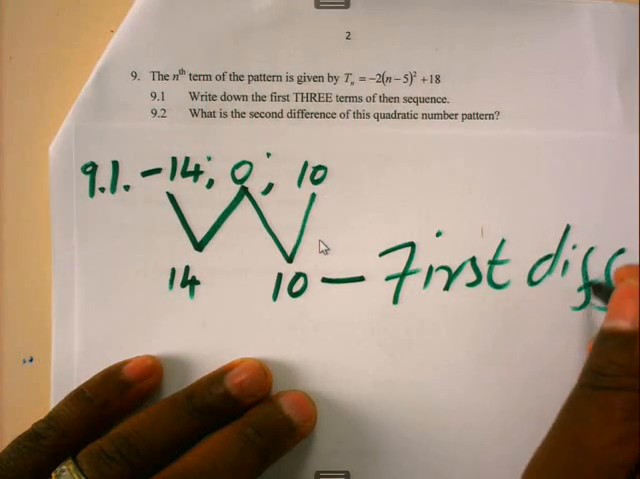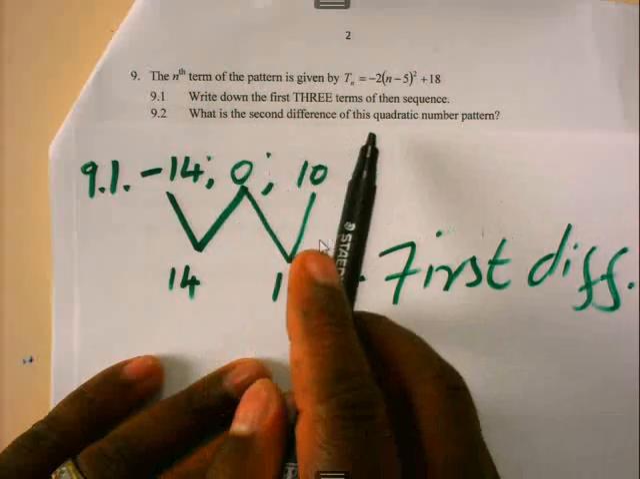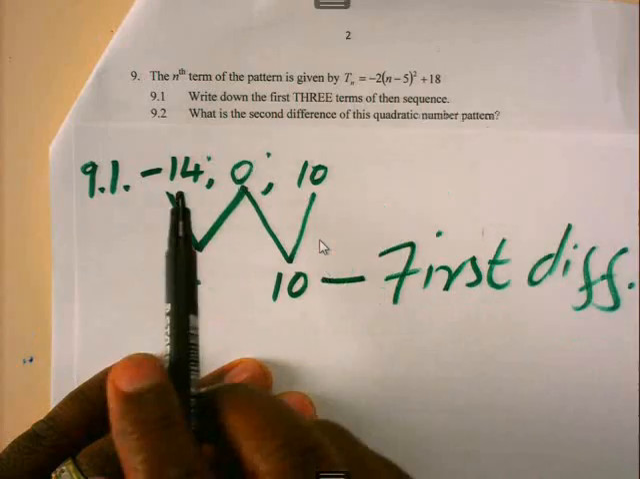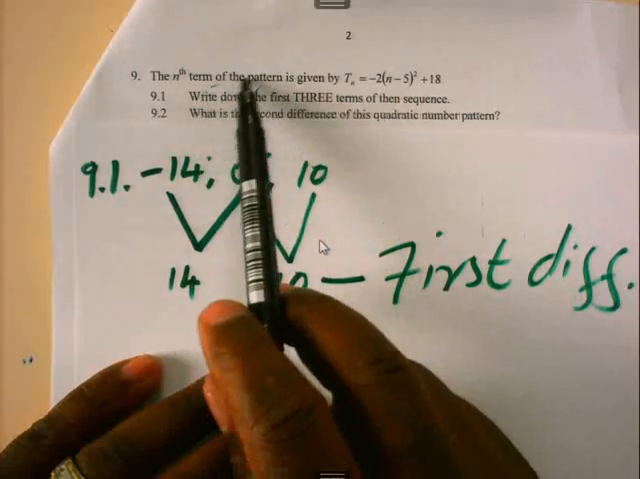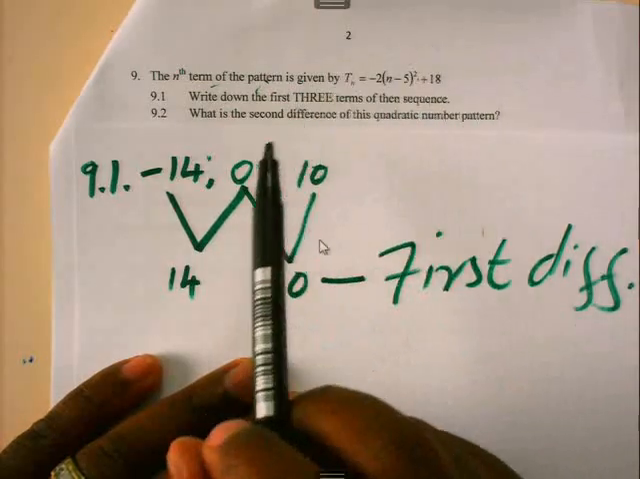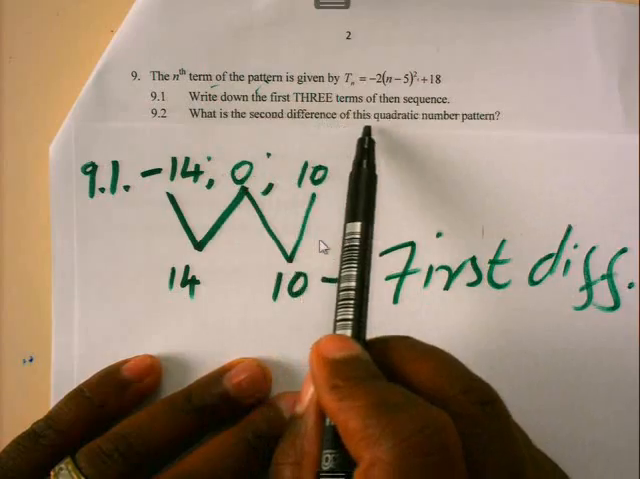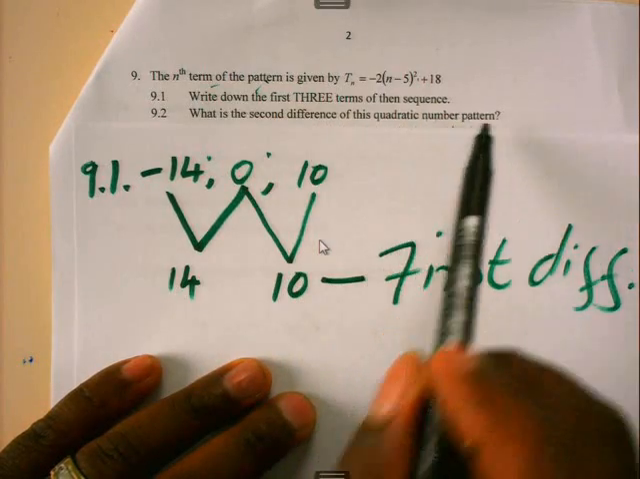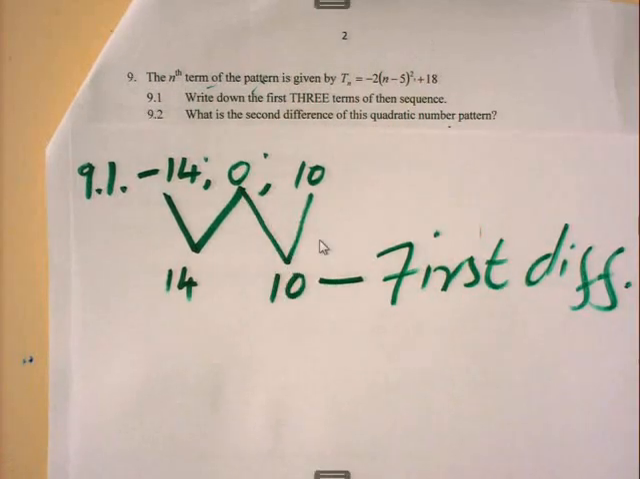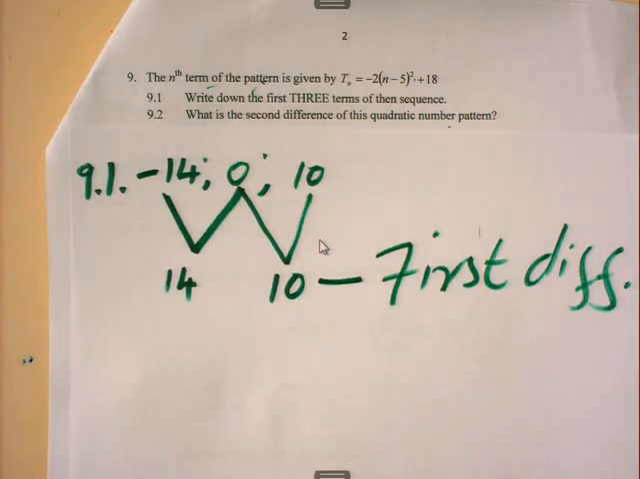The question states, what is the second difference of this quadratic number pattern. It wasn't stated in the question that it's a quadratic pattern, but because it was squared, we concluded that it is a quadratic pattern. So this is the first difference. For a quadratic number pattern, there must be a second difference, and the second difference is common.